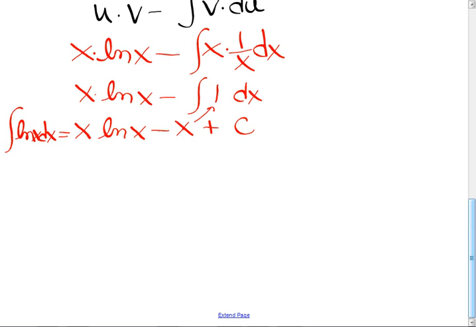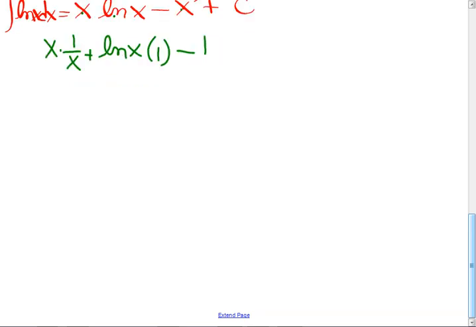How do you know if it's right? Take the derivative of this product. The derivative of the product is x times the derivative of log of x, which is 1 over x, plus the log of x times the derivative of x, which is 1, minus the derivative of x, which is minus 1. I didn't say that very well, but I think you got that. So it's 1 plus the log of x minus 1, and it's the log of x.